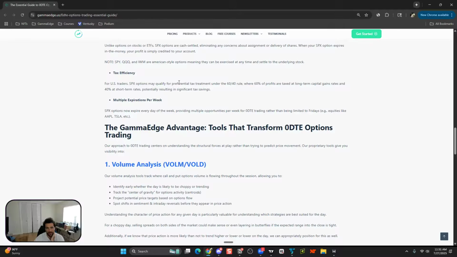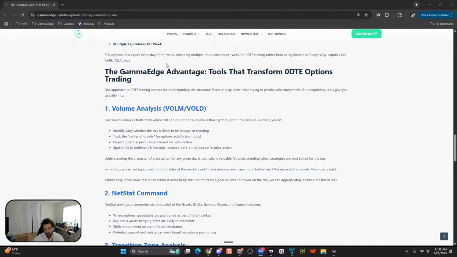There's tax efficiency, the 60-40 rule. Obviously, we're not experts in this, so get with your accountant, your CPA on all that good stuff. And then, multiple expirations per week. So every day has an SPX 0DT expiration.